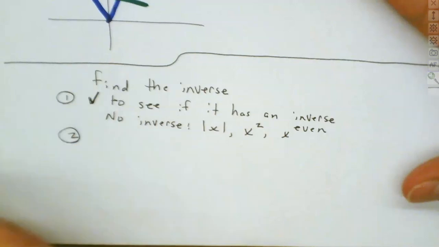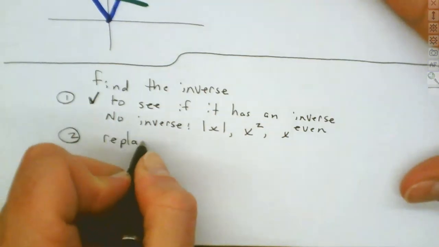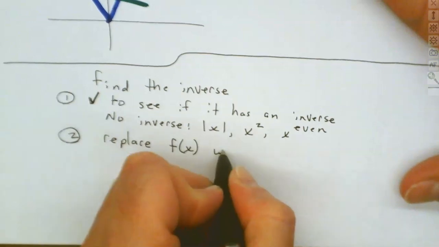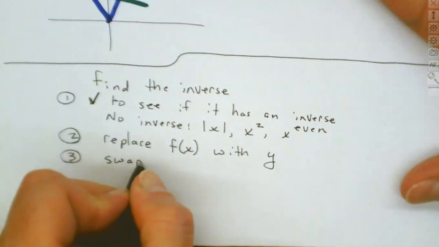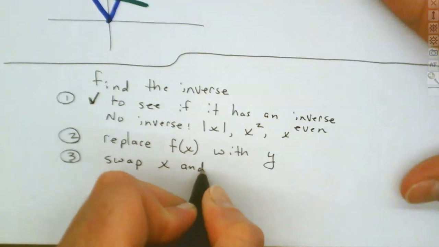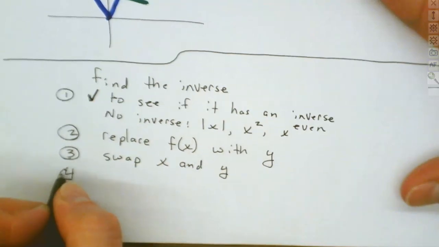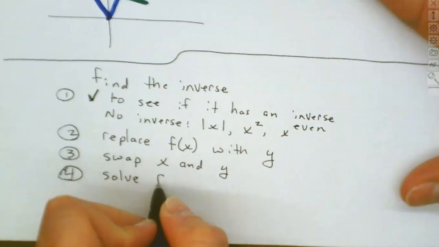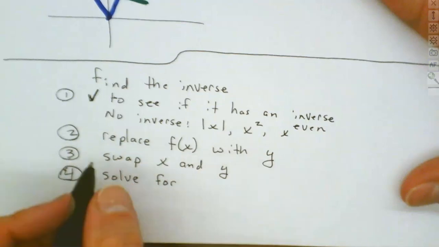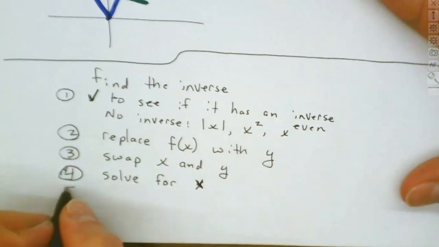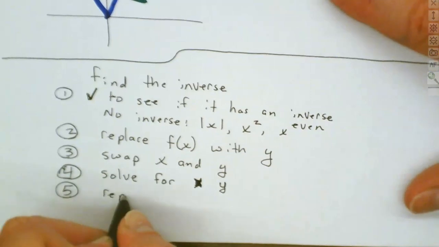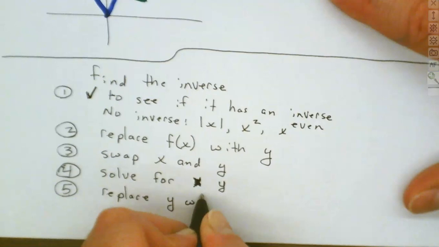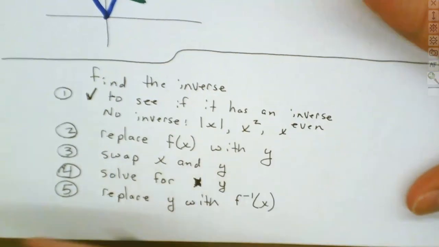Step number two, you replace f of x with y. Step number three is you switch or swap out x and y. Step 4 is you solve for y. Sorry, not x, solve for y here. And then you replace y with what's called f inverse of x.